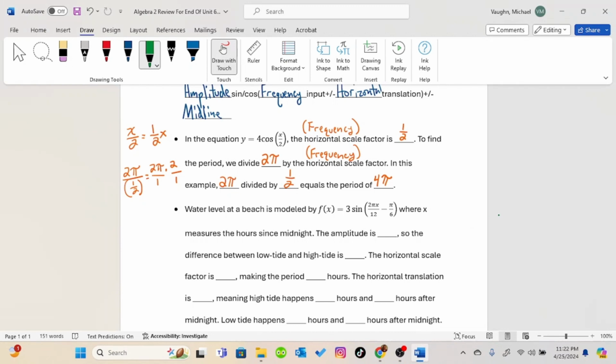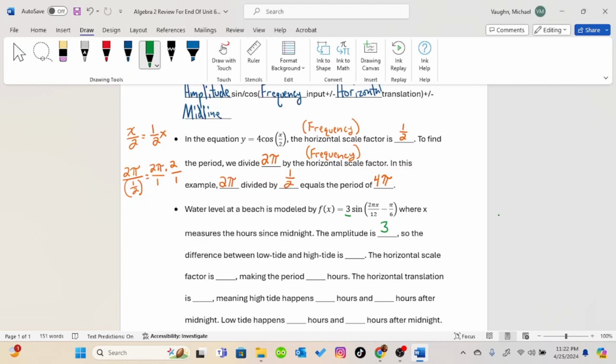Water level at a beach is modeled by f of x equals 3 times the sine of 2 pi x over 12 minus pi over 6, where x measures the hours since midnight. The amplitude is blank. Well, remember that the amplitude is the number at the front multiplying by sine or cosine. So the amplitude is 3.